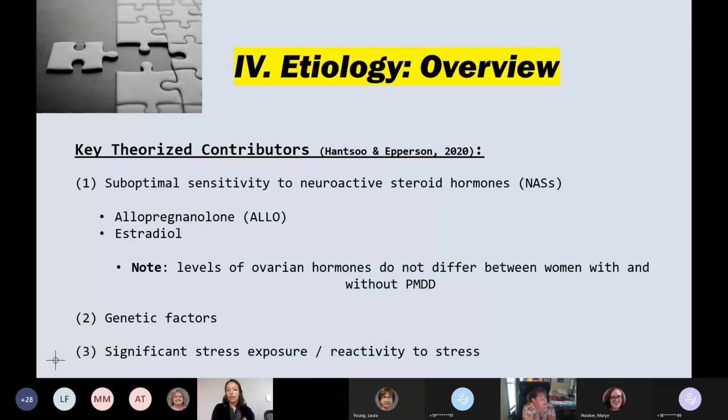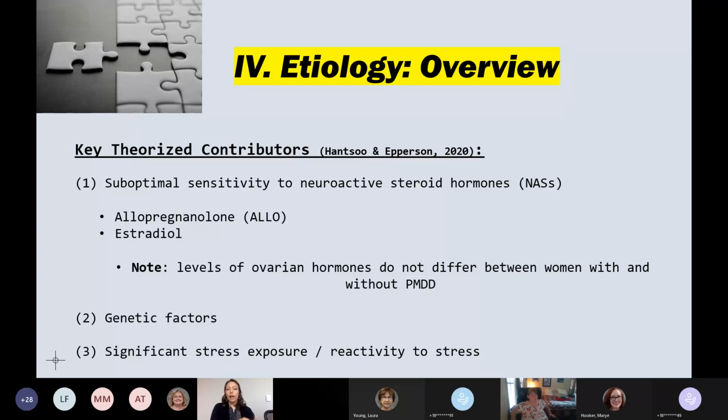Initially, it was thought that women with PMDD maybe have a hormonal imbalance, differing levels of ovarian hormones, and that actually doesn't bear out at all in the literature. So women with PMDD cannot be distinguished from asymptomatic women in terms of ovarian hormone levels. Instead, what we're finding is this hypothesis of dysregulated sensitivity to normal hormonal fluctuations throughout the cycle. So women with PMDD have altered sensitivity to fluctuations, especially of estrogen and progesterone. And sensitivity is at the receptor level.